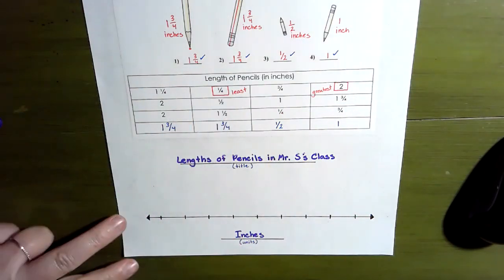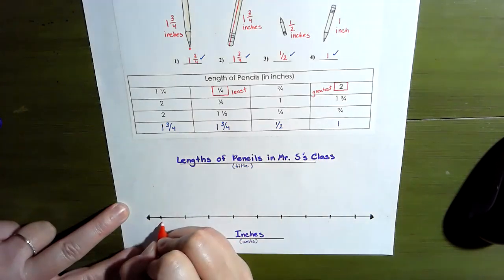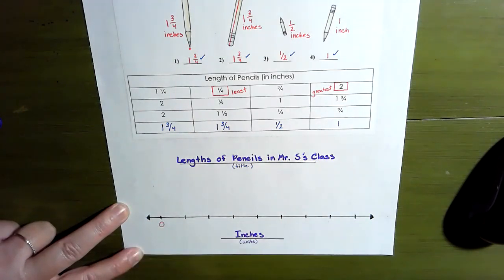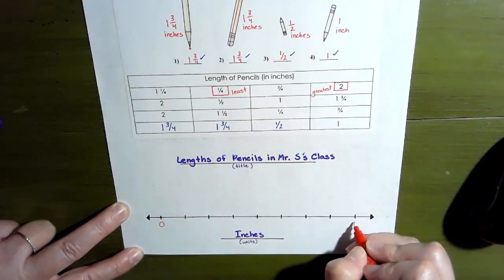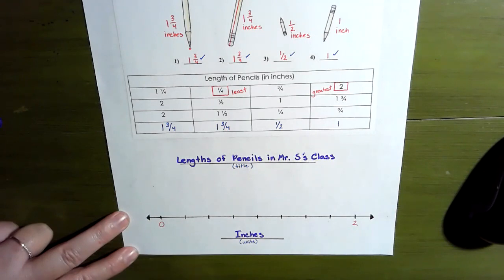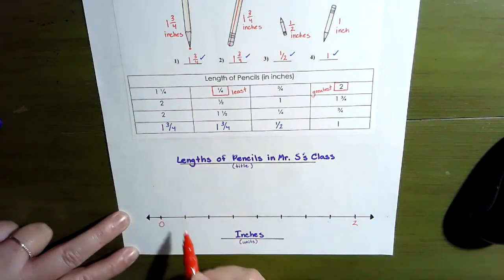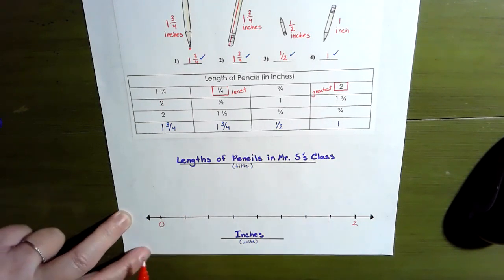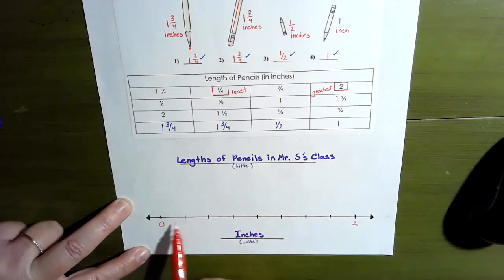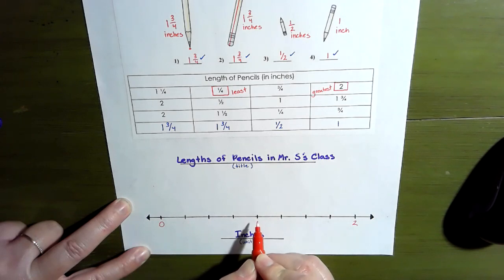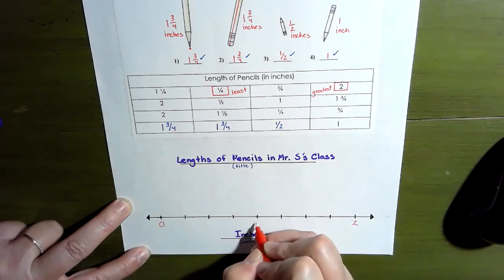So I'm going to begin my number line with 0. And I'm going to end my number line with 2, which is my greatest value. I know that we're measuring to the nearest 1/4 inch. So my intervals need to be 1/4 inch intervals between my whole numbers. So from 0, I can count 4 spaces. 1, 2, 3, 4. What's this whole number value? Say it to your screen. That's right, this is 1.